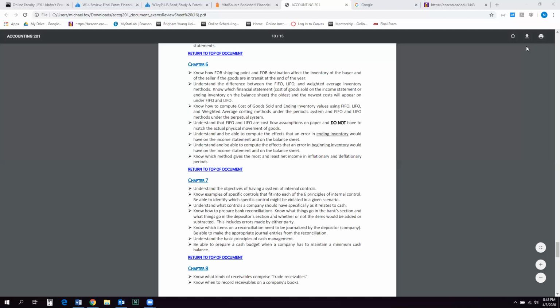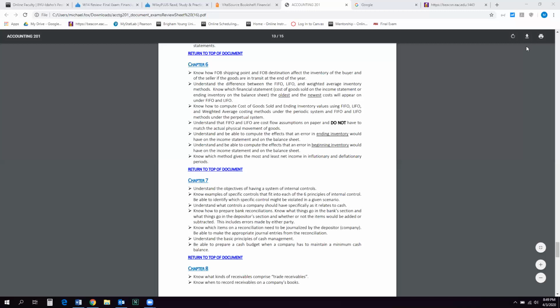Anyway, and then know which methods give the most and least net income in inflationary and deflationary periods. So again, what you have to recognize is that, depending on the method, and depending on whether prices are going up or going down, that's going to change your cost of goods sold. And the higher your cost of goods sold, the lower your net income. So that's what they're asking you to be able to do, is recognize that whatever method is going to give you a higher cost of goods sold is going to give you a lower net income, and whatever method is going to give you a lower cost of goods sold is going to give you a higher net income.